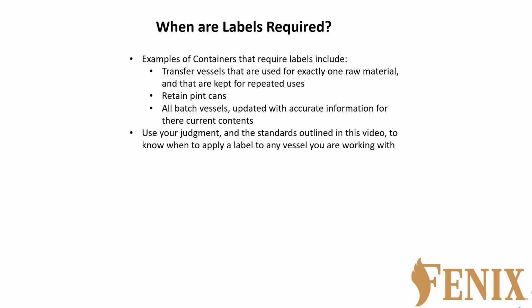Examples of containers that require labels include transfer vessels that are used for exactly one raw material and that are kept for repeated uses, retain pint cans, and all batch vessels, updated with accurate information for their current contents. Use your judgment, and the standards outlined in this video, to know when to apply a label to any vessel you are working with.